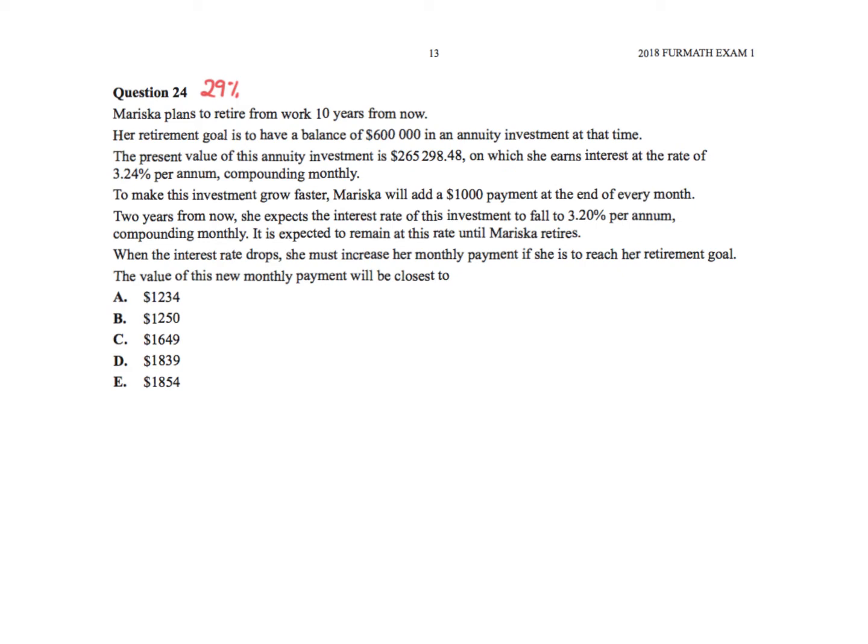2 years from now, she expects the interest rate of this investment to fall to 3.2% per annum, compounding monthly. It is expected to remain at this rate until she retires. When the interest rate drops, she must increase her monthly payment if she is to reach her retirement goal. So the value of her new monthly payment will be closest to.